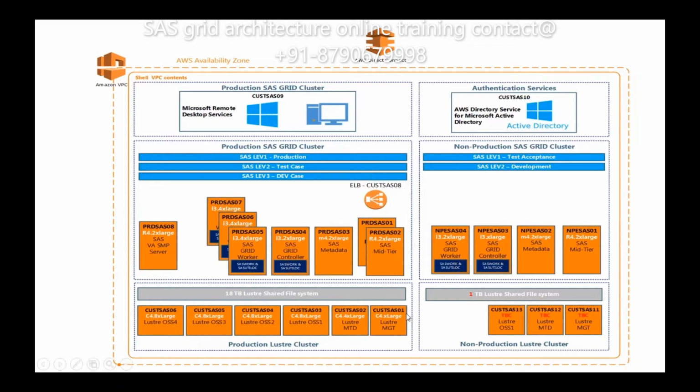And this is again sitting on an 18 terabyte Lustre shared file system. So you see here, we have a Lustre management node, a metadata node, and 4 OSS nodes. Out of these 4 OSS nodes, this 18 terabyte is distributed and then shared across all these environments. Wherein in the non-production, we have only 1 terabyte of storage.